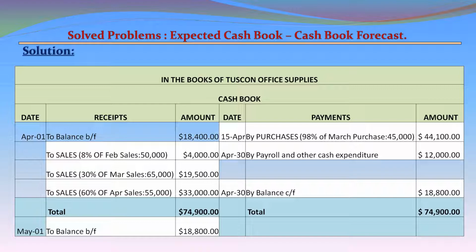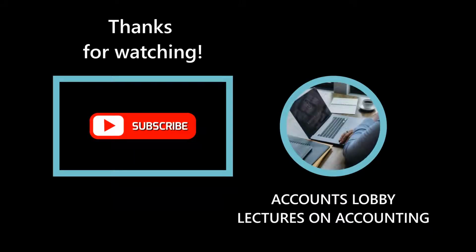Finally, the cash book in the books of Tuscan Office Supplies appears like this. On the debit side, April 1 to balance brought forward 18,400, to sales 4,000, to sales 19,500, to sales 33,000, total 74,900. On the payment side, by purchases 44,100, by payroll and other expenses 12,000, by balance carried forward 18,800, and on 1st May, to balance brought forward 18,800.